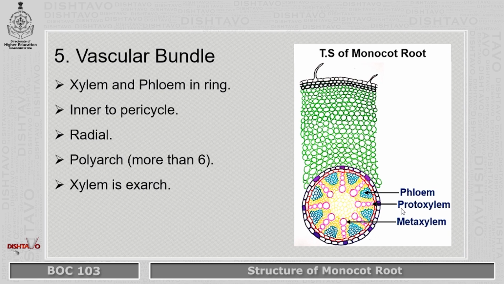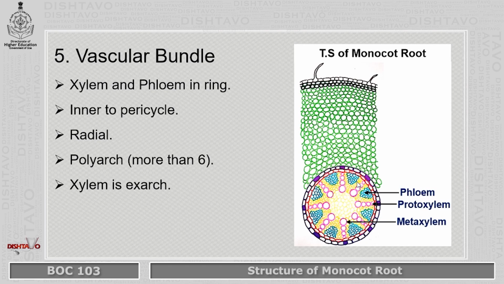The xylem and phloem together are called as vascular bundle. They are inner to the pericycle. They are radial. Radial meaning the xylem and the phloem are arranged alternately in different radii. The vascular bundle is polyarch. Polyarch meaning it will contain more than 6 vascular bundles. Here you can see there are more than 6 vascular bundles. This condition is called as polyarch.